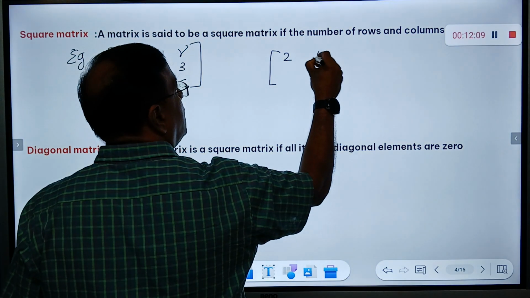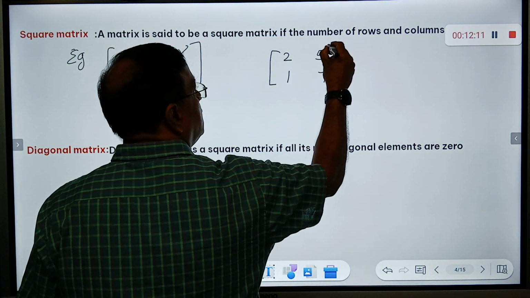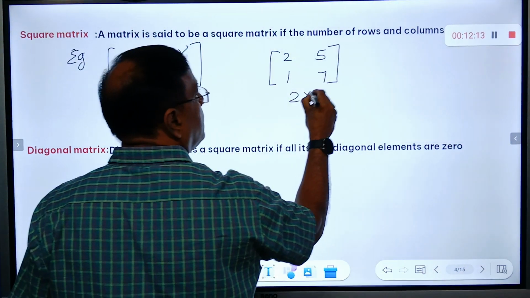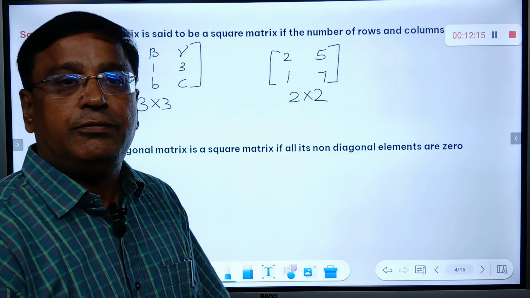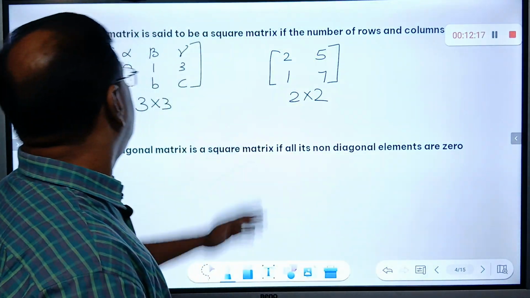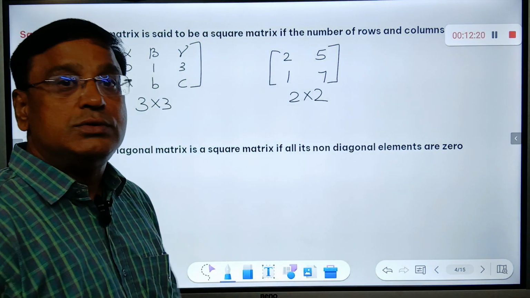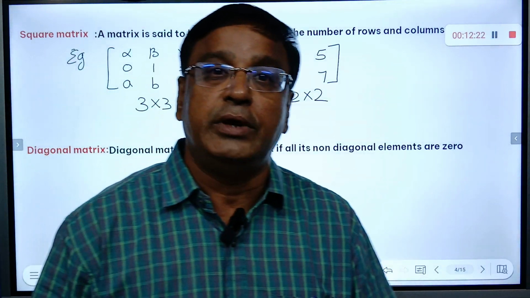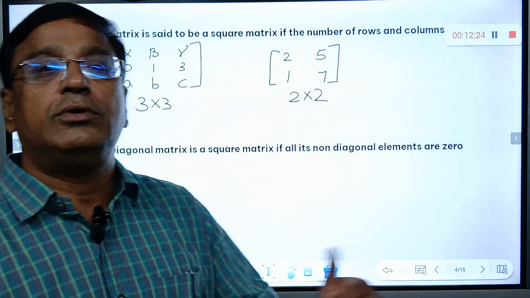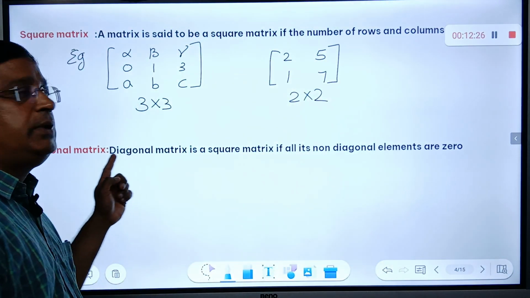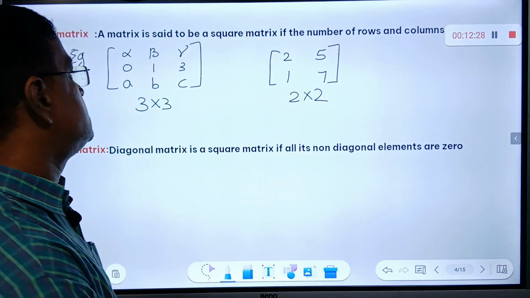Okay. Now, 2, 5, 1, 7. What's the order of this matrix? 2 by 2. Perfect, isn't it? So very, very simple definition. If the number of rows, I didn't say rows and columns are equal. If the number of rows is equal to number of columns, then it is said to be a square matrix.